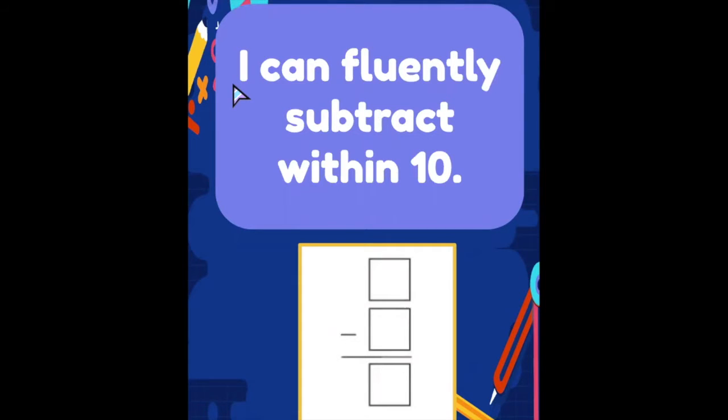First graders, today we are going to be getting into Chapter 2, Lesson 9. All you're going to need for this lesson is just your GoMath book and your pencil. Once you have these two items, then we can get started. Our I can statement for today's lesson says, I can fluently subtract within 10.